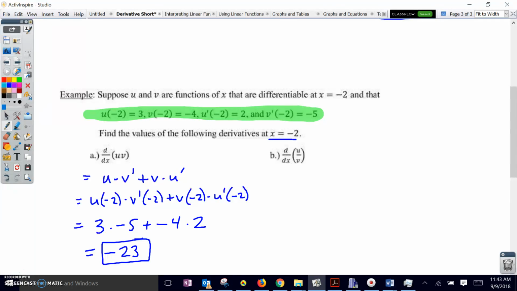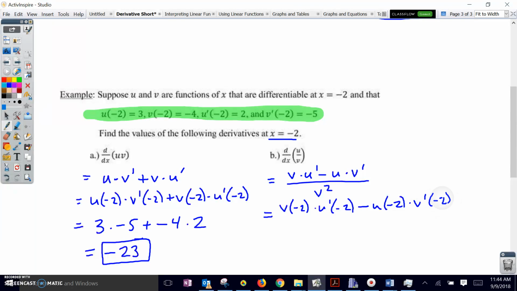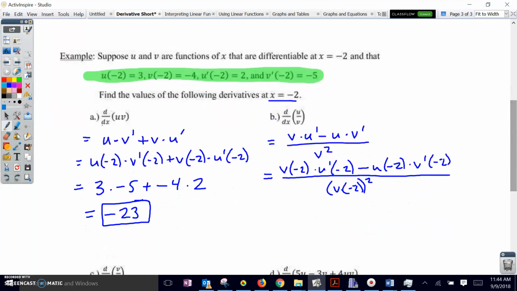Alright, part B. We're now going to use the quotient rule. And so we've got low times the derivative of high minus high times the derivative of low all over low squared. And since we're finding it at negative 2, that means I want v of negative 2 times u prime of negative 2 minus u of negative 2 times v prime of negative 2 all over v of negative 2 squared.